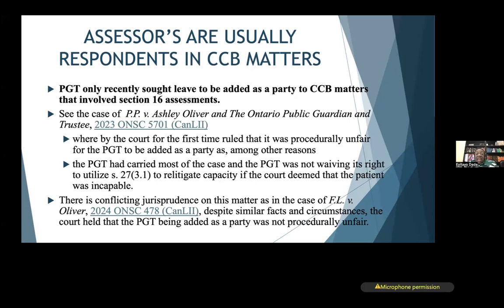Interestingly, I had a similar matter that was actually decided at first instance. Literally, the member said, I'm deciding this case is literally on all fours with PP. And it went on appeal, and the judge found that it was not procedurally unfair to add the PGT. And I decided I'm not appealing this matter. Let's have the two of them in conflict for the time being. When we have the third one, I think we should think of going to the Court of Appeal.